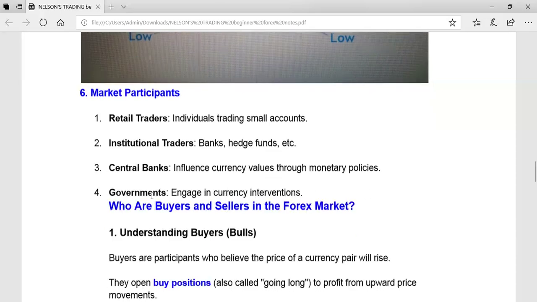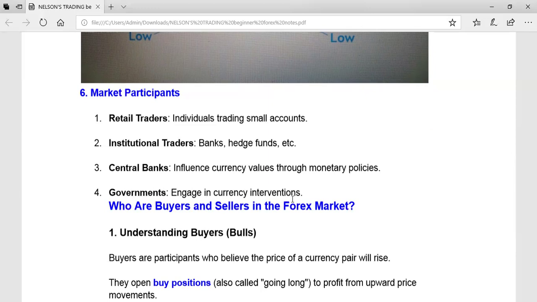Then we also have the government, which engages in currency interventions. So, for example, if a certain government sees that its price is going to reduce in value, then they are going to intervene. They are going to do their best to return their price into line. They will not want their price to depreciate or lose value, so they will intervene and protect their currency value.